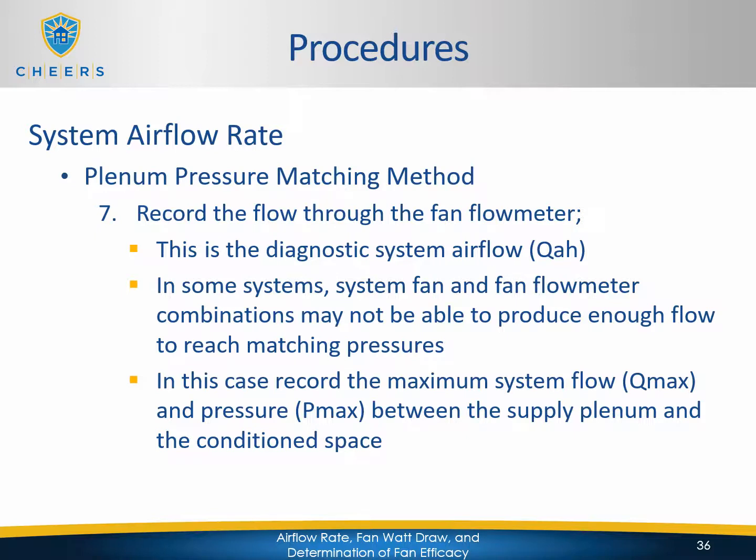In some systems, system fans and fan flow meter combinations may not be able to produce enough flow to reach the matching pressures due to problems that you might encounter. In this case, record the maximum system flow, which is referred to as the Qmax in the equation we're about to see, and the pressure, or Pmax, between the supply plenum and the conditioned space.